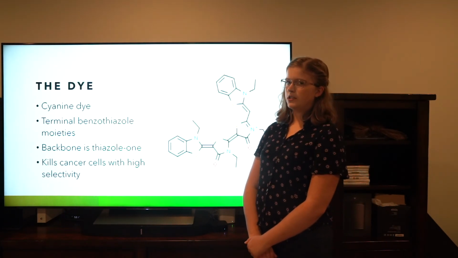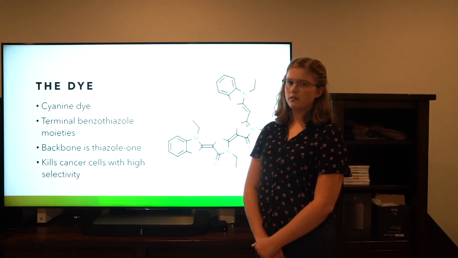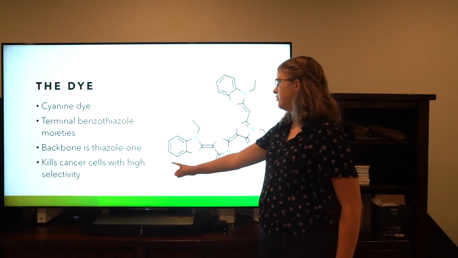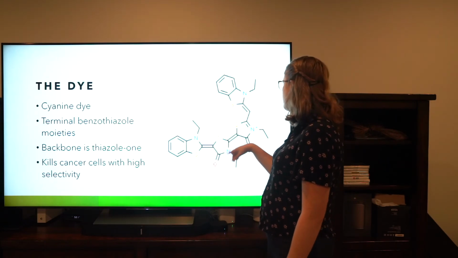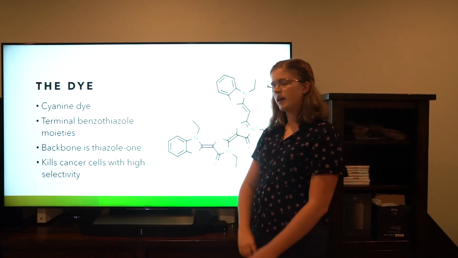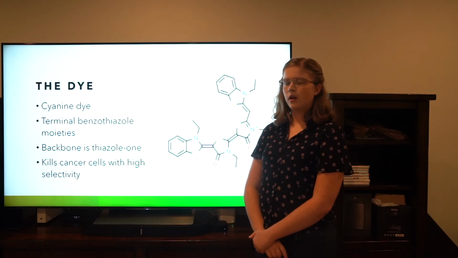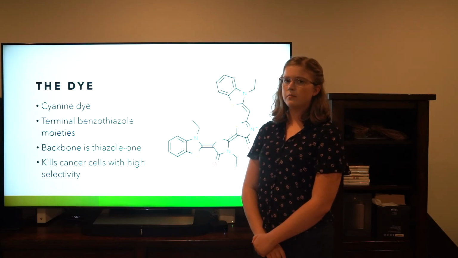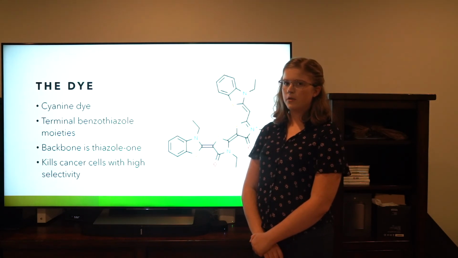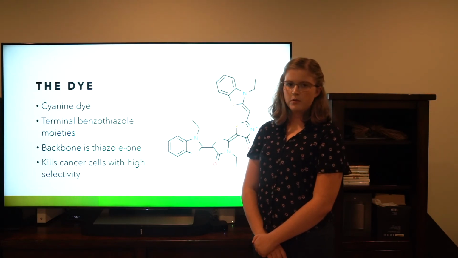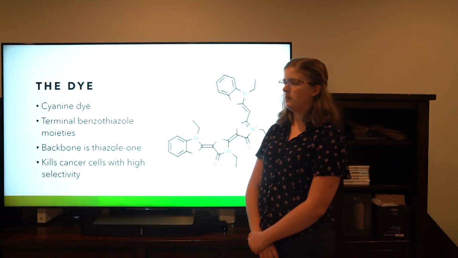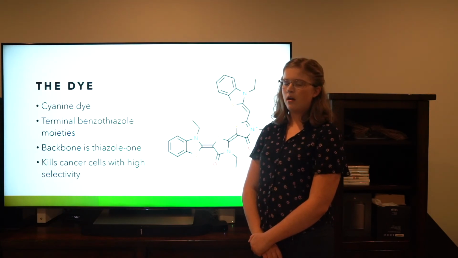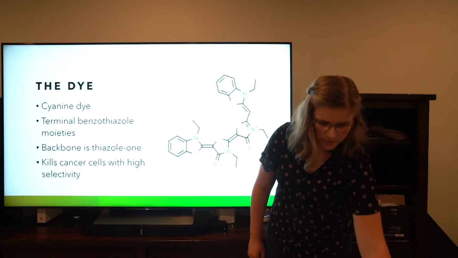Our chemotherapeutic agent is a cyanine dye that comes from Kodak's photographic process. It has terminal benzothiazole moieties, and its backbone is a thiazole. It kills cancer cells with high selectivity, meaning that for every 900 cancer cells it kills 1 healthy cell. For comparison, adriamycin, a commercial chemotherapeutic agent, kills 2 cancer cells for every healthy cell. We believe that this dye has this ability because it is a small molecule mimetic of a protein in the BCL2 family, which regulates apoptosis.